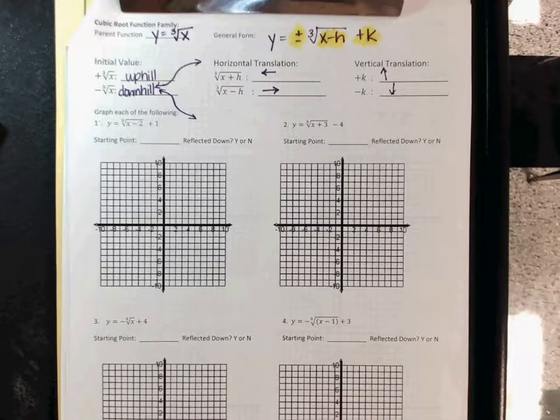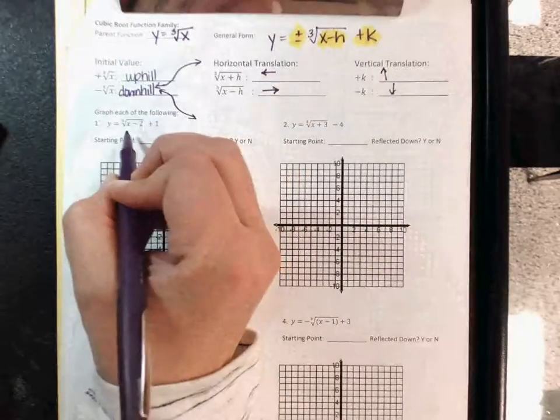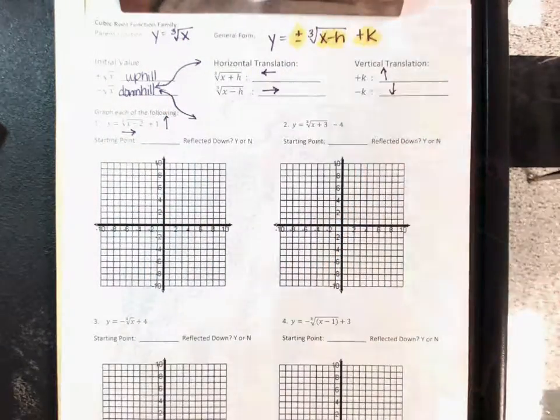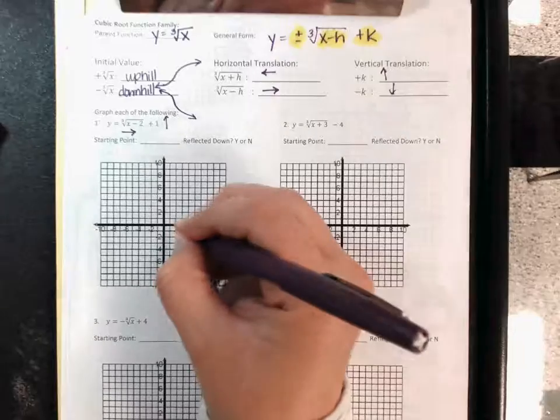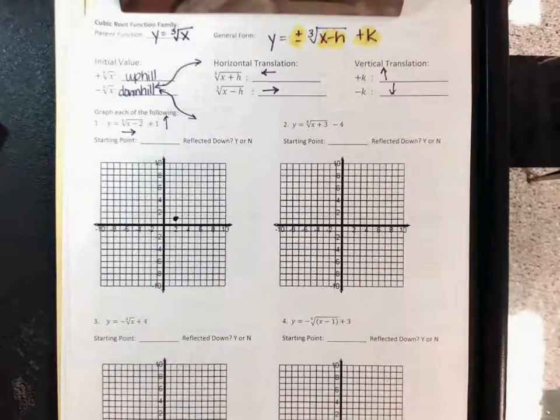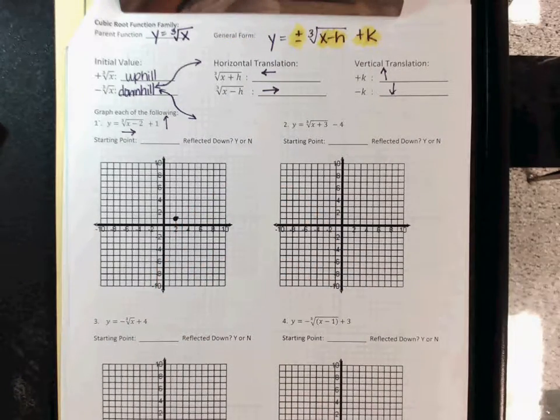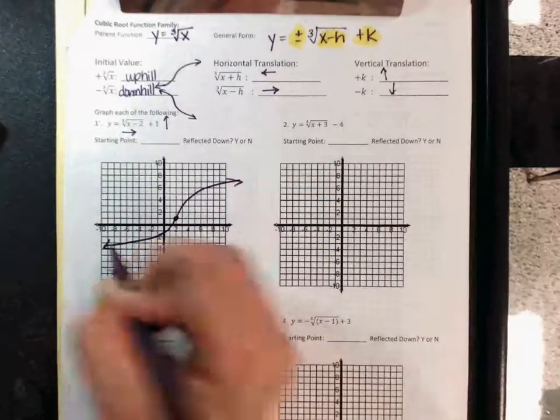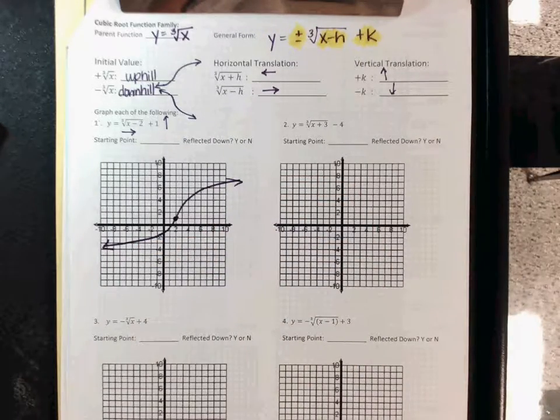Okay, so look at your first one. Which way am I going to shift if I have a minus 2 under the cubic root sign with the x? To the right 2. What about the plus 1? Up. So I would go to the right 2, up 1, put my first dot, and then am I going to swivel uphill or downhill? Uphill. So it would look like that. Okay. And remember, as long as you don't have a minus sign in the very front, it is going to go uphill.